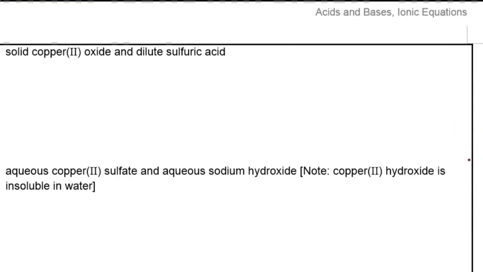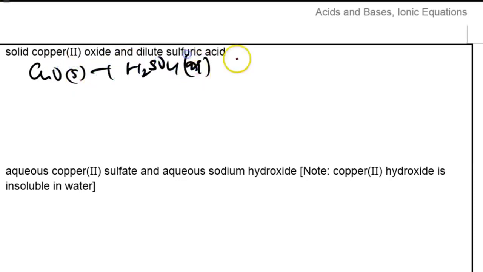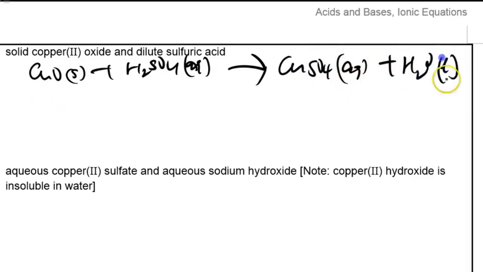Part D. Solid copper 2 oxide and dilute sulfuric acid. So we have solid copper 2 oxide now with dilute sulfuric acid. What do we have? We have an acid and a metal oxide reaction. So it will give us our salt and water as well. Make sure the equation is balanced. And now let's try to split this into ions. This is the solid, so it remains.